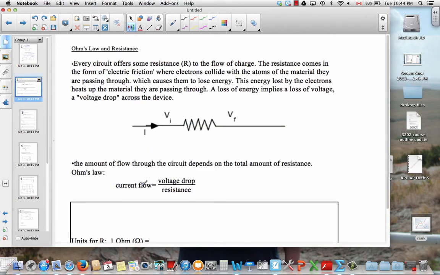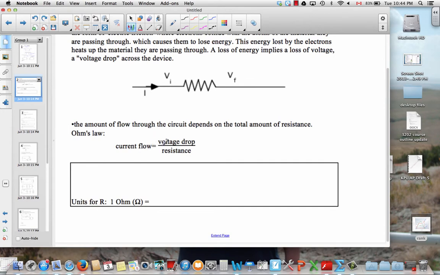Ohm's law relates the amount of current flow to the voltage drop and also to the amount of resistance. The amount of current flow that you get varies inversely with the resistance and directly with the voltage, but we don't usually write it like that. Usually we rearrange it and say V is I times R.